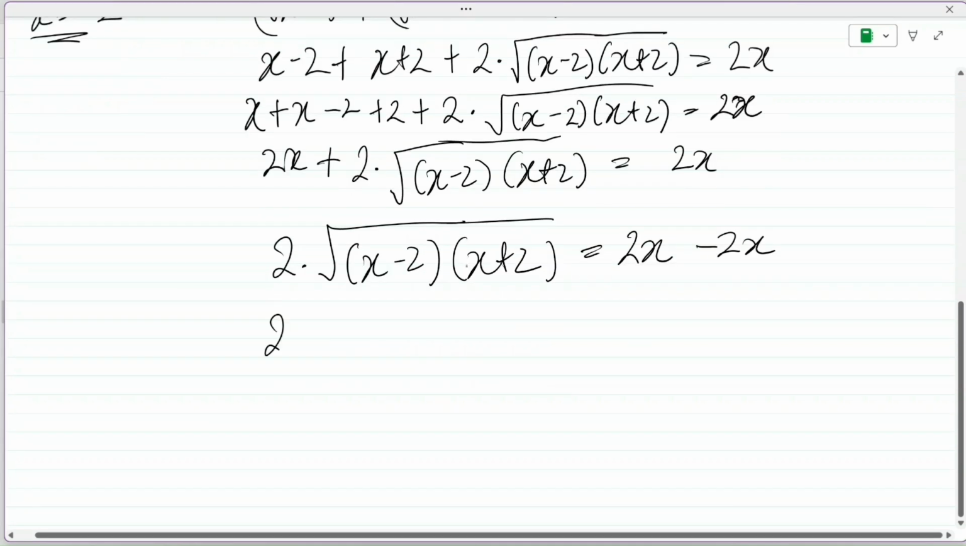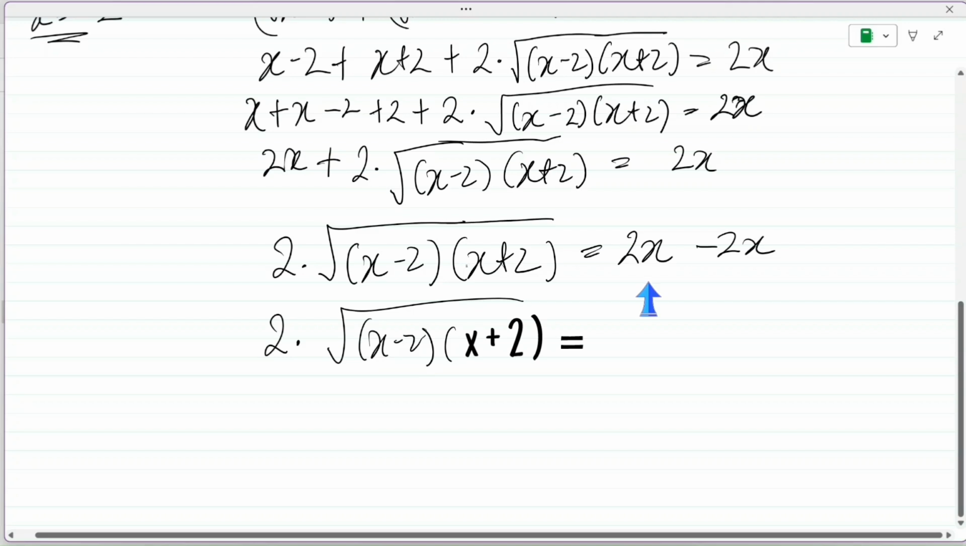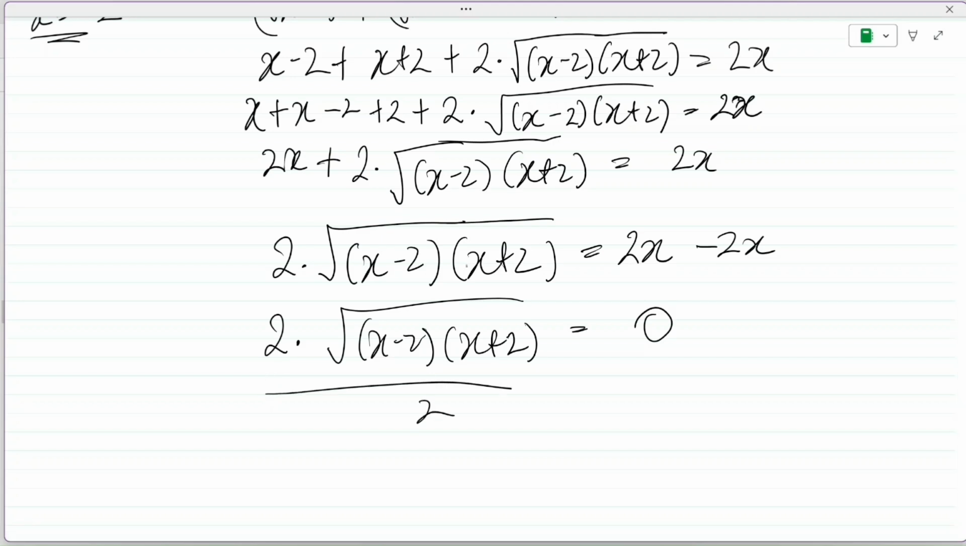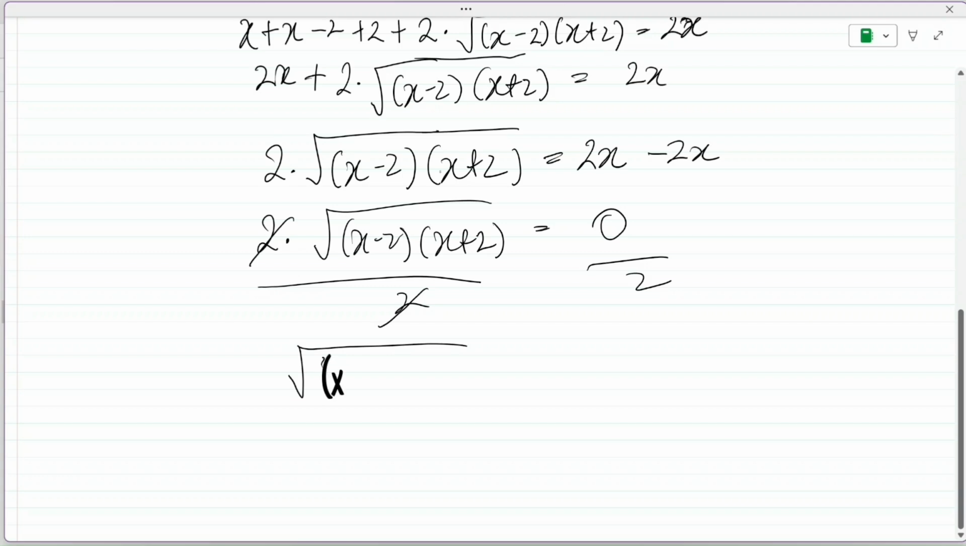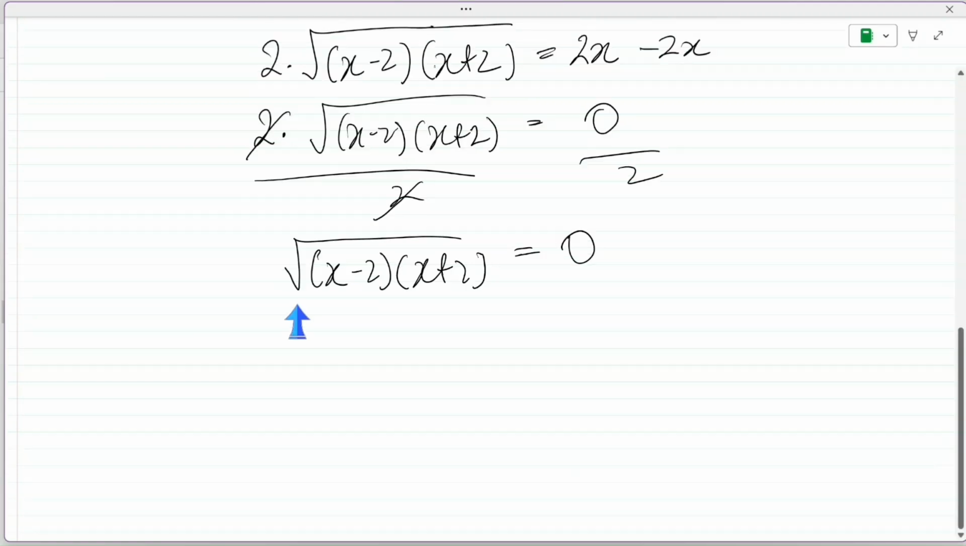Then on the next line you have 2 times square root of (x minus 2)(x plus 2) equals 2x minus 2x, this is algebra, equals 0. The next easy step to take is to divide both sides by 2. You can choose to square both sides, and it will still give you the same result, but it's best you get these 2s off. You divide both sides by 2. This 2 cancels this 2. You'll be left with square root of (x minus 2)(x plus 2) equals 0 divided by 2, which is 0. Now you get rid of the square root. You square both sides.